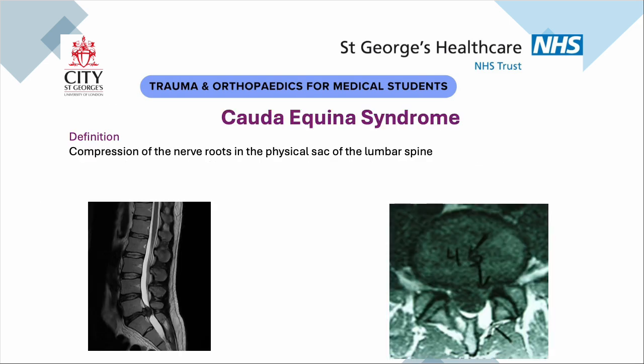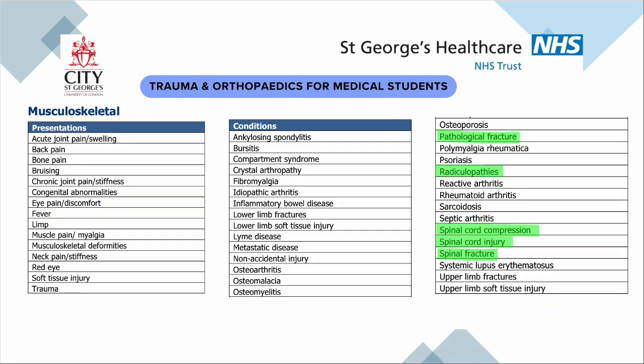If we move on now to cauda equina syndrome, the basic definition is compression of the nerve roots in the sac of the lumbar spine. So it's a nerve roots in the lumbar spine condition. This is covered in the MLA conditions, as you can see, with spinal cord injuries, radiculopathies, and to a degree pathological fracture.